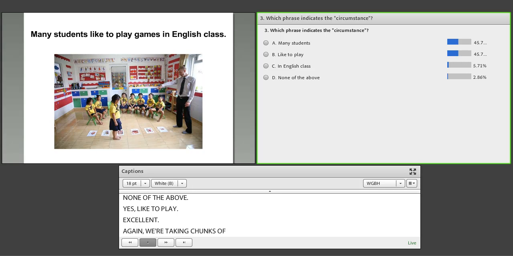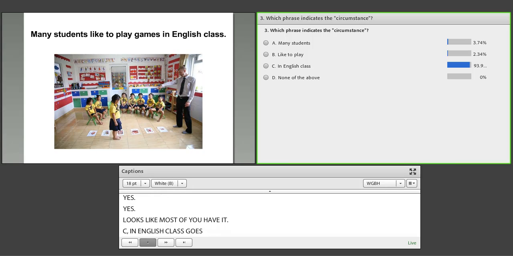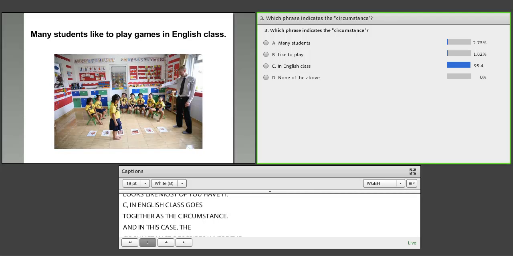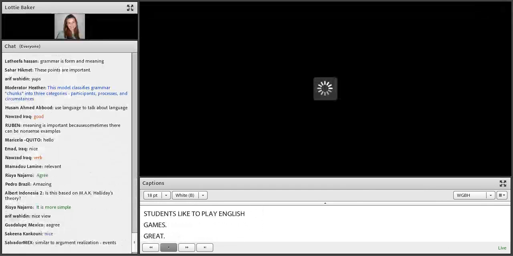And then lastly, what about the circumstance? Which phrase indicates the circumstance? Many students like to play games in English class. Yes, it looks like most of you have it. C, the letter C, in English class, goes together as the circumstance. In this case, the circumstance describes where the students like to play English games. Great, thank you, Lauren. We can go back to the presentation now.